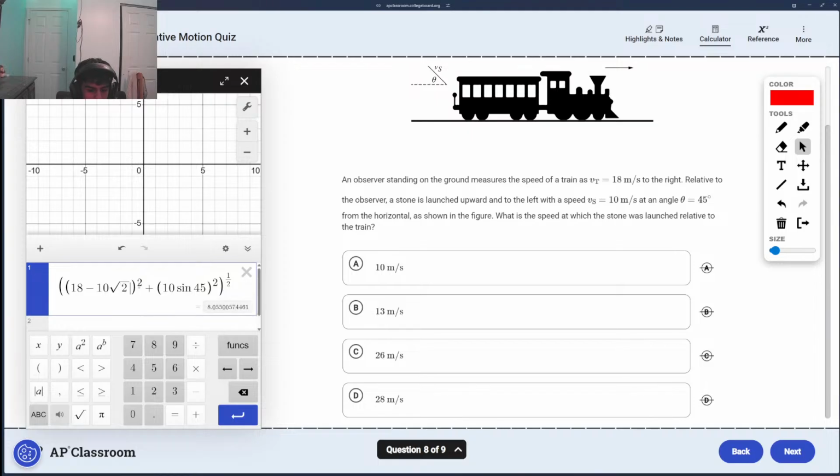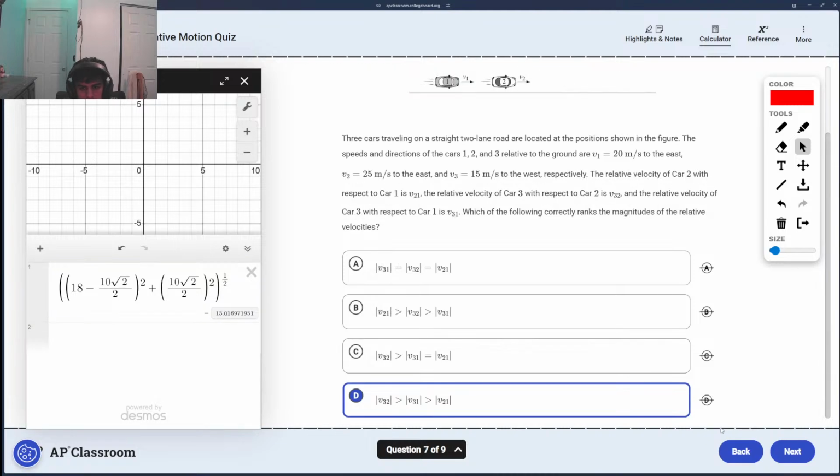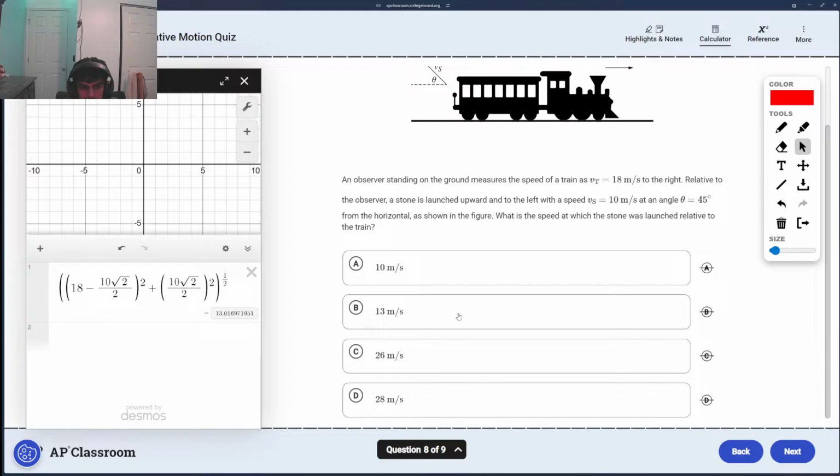Root 2 over 2. Okay. So that squared plus x component squared plus y component squared, square rooted. What the hell's wrong with your calculator? What did you do wrong? I didn't do anything wrong.